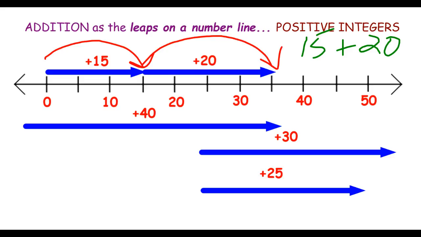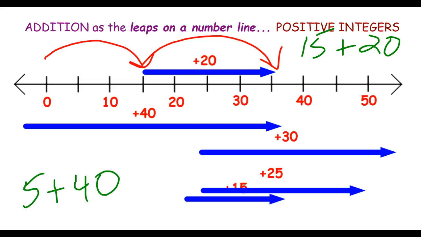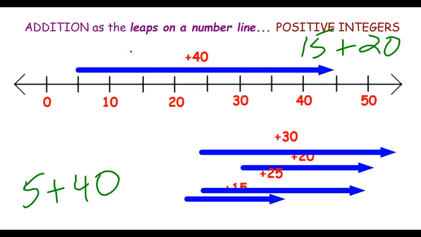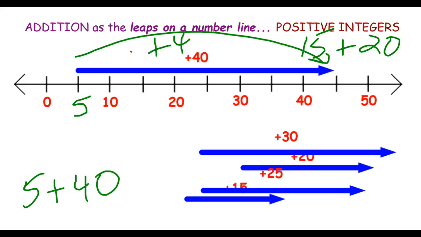The other way we can look at addition in the positive sense is to start at a number, and let's say we're going to take 5 plus 40. If we say 5 plus 40, then we're going to start at the number 5, and we're going to leap 40 in the positive direction. And that's what we're talking about with leaps on a number line with positive numbers. Here's 5, and there's the leap of 40. So 5 with an additional 40 in the positive direction, as we know, is 45.